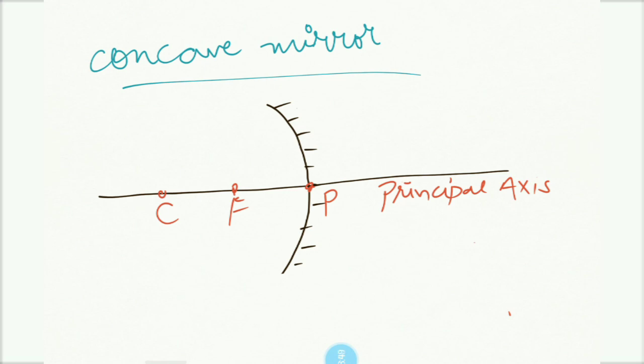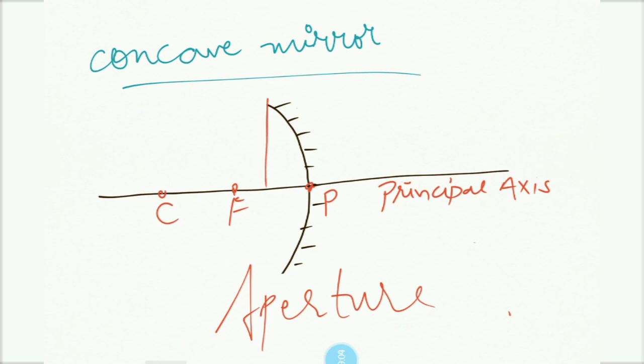Then the next very important thing is aperture. This is nothing but the distance, the diameter enclosed between this circular portion. Now this mirror is there, right? From top to bottom, if you connect that line like this, this is called the aperture. This is called the linear aperture.